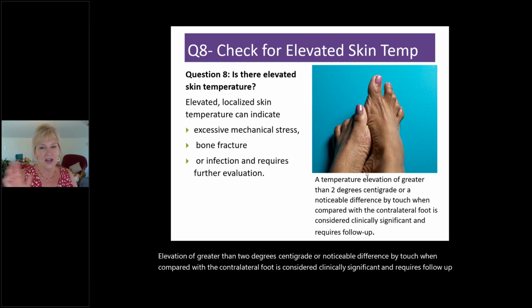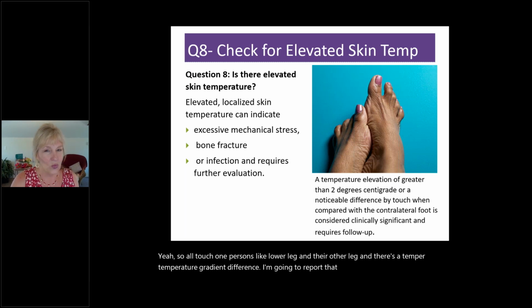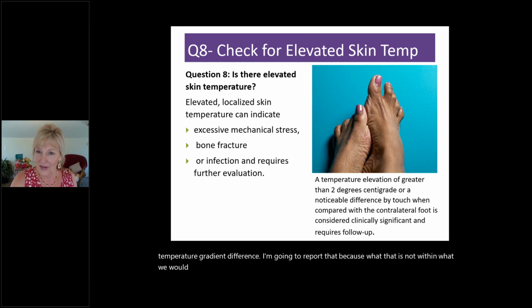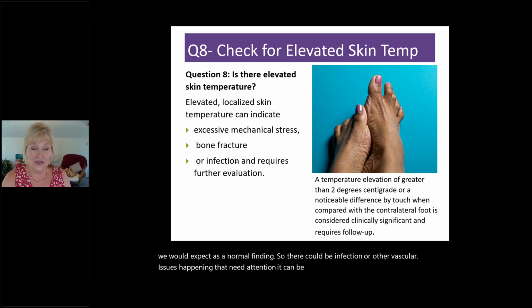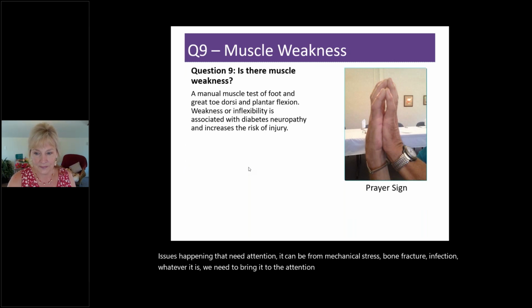Yeah, so I'll touch one person's lower leg and their other leg, and there's a temperature gradient difference. I'm going to report that, because that is not within what we would expect as a normal finding. So there could be infection or other vascular issues happening that need attention. It can be from mechanical stress, bone fracture, infection, whatever it is, we need to bring it to the attention of someone. Now, what about muscle weakness?